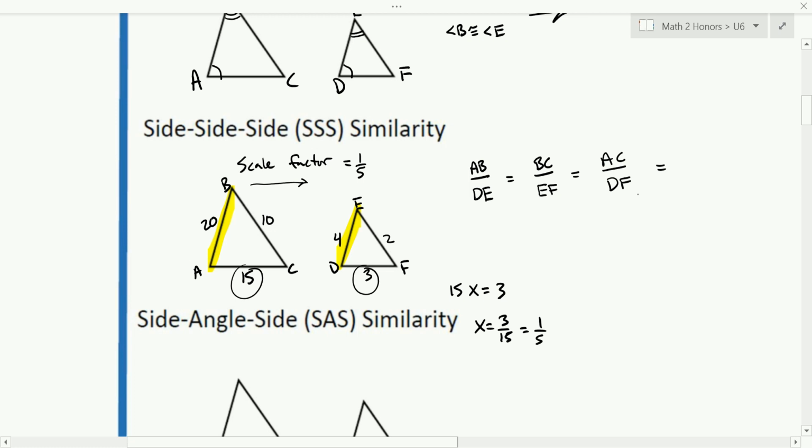What's that? 1, really? Well, let's look at AB. AB is 20, DE is 4. What's that going to be? 5 over 1, right? So all of these are going to end up being 5 over 1 or 5, okay? If I could go the other way, I could go DE over AB, then you'd have 1/5. But you see how that's kind of related to the scale factor. So you'll either get the scale factor or its reciprocal when you do this, okay?